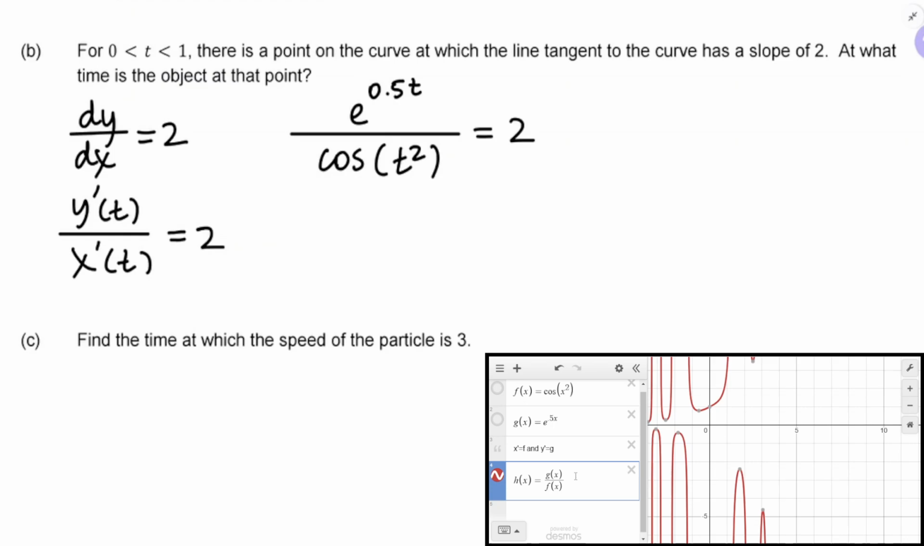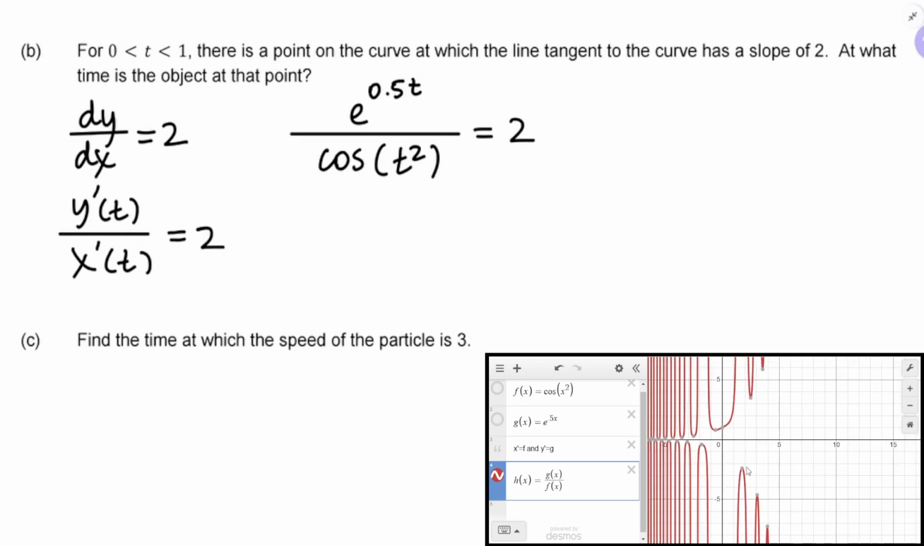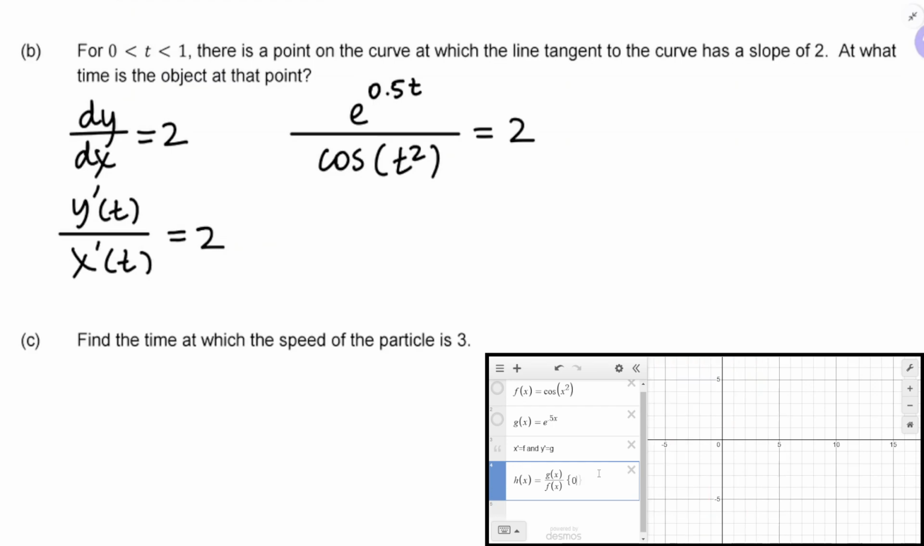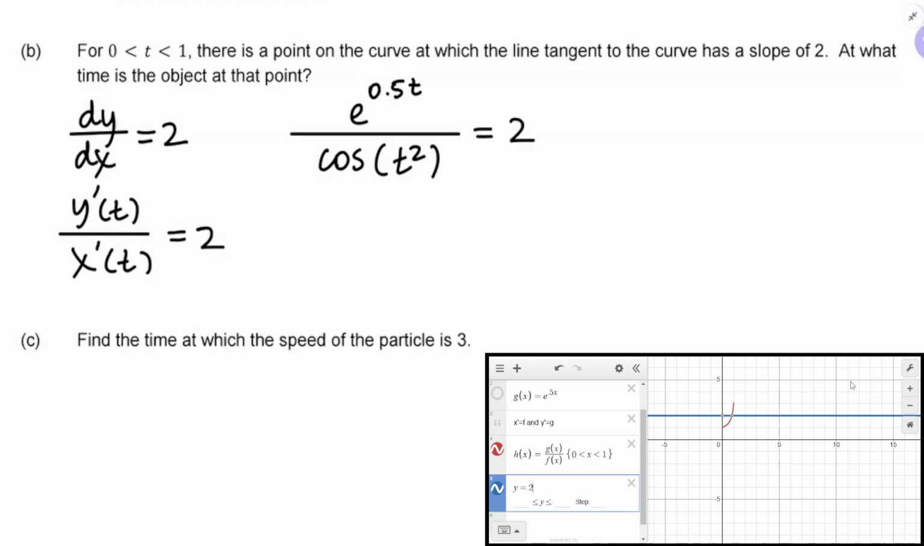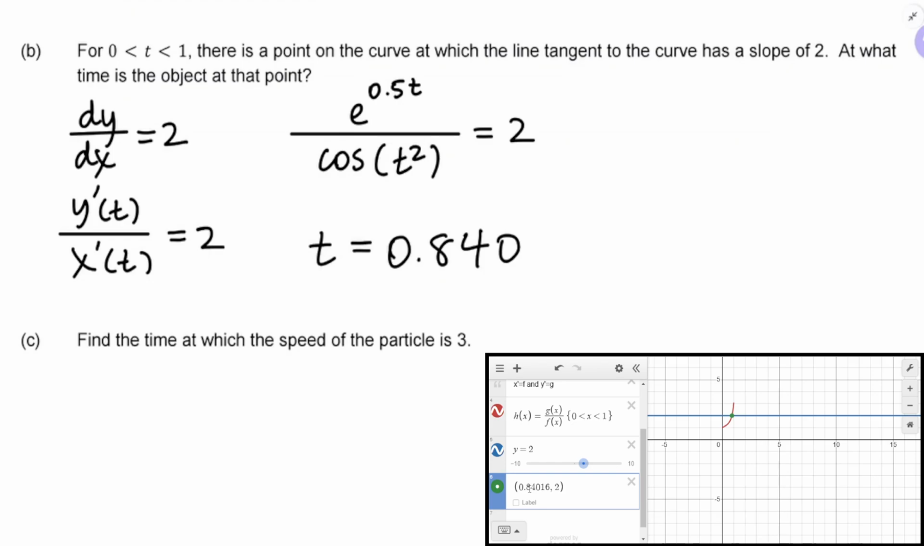Okay, now that's kind of a lot to look at, especially if I zoom out. So I'm going to give it the interval they told me, 0 less than x less than 1. Then I'm interested in where that equals 2, so I'm going to graph 2 also and call for the intersection. That'd be 0.840. So over here, that's t equals 0.840. Yeah, there it's a point. Okay, so that's the only place, and that's it for that one.